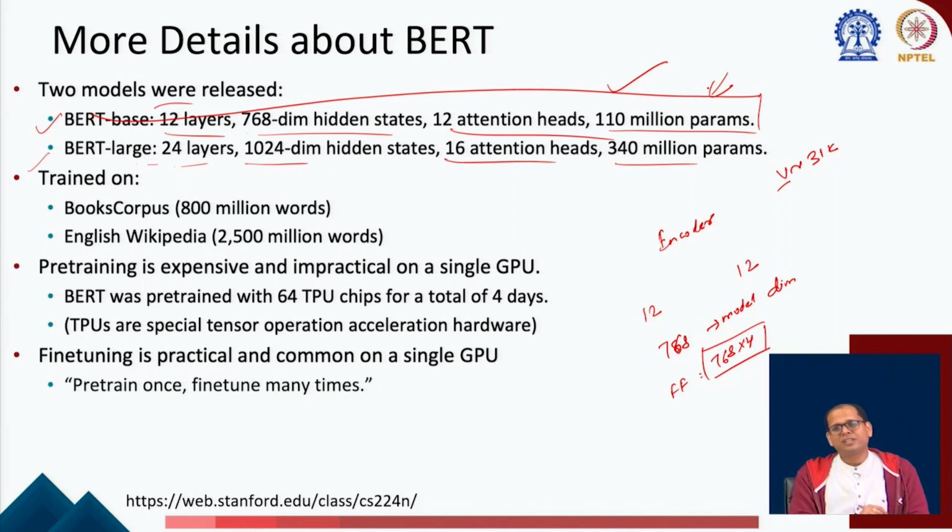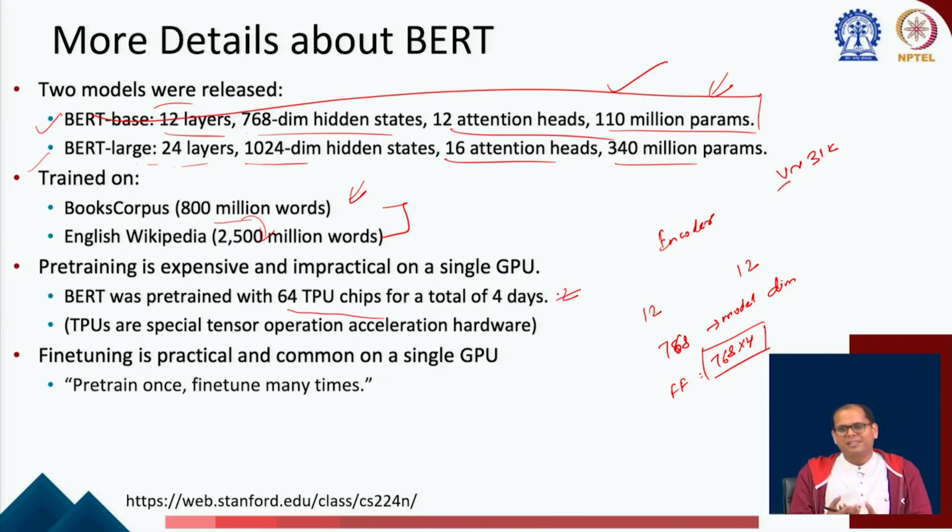Now this was trained on BookCorpus. At that time the corpus was not too big, unlike what people do now. This was just a 3 billion token corpus, and they used 64 TPU chips for a total of 4 days to pre-train this. But that was also too much at that point in time.